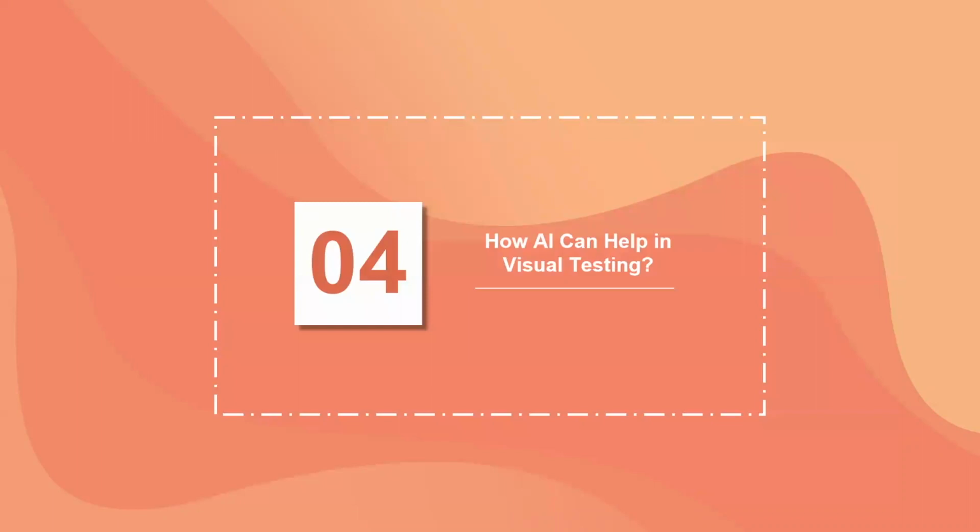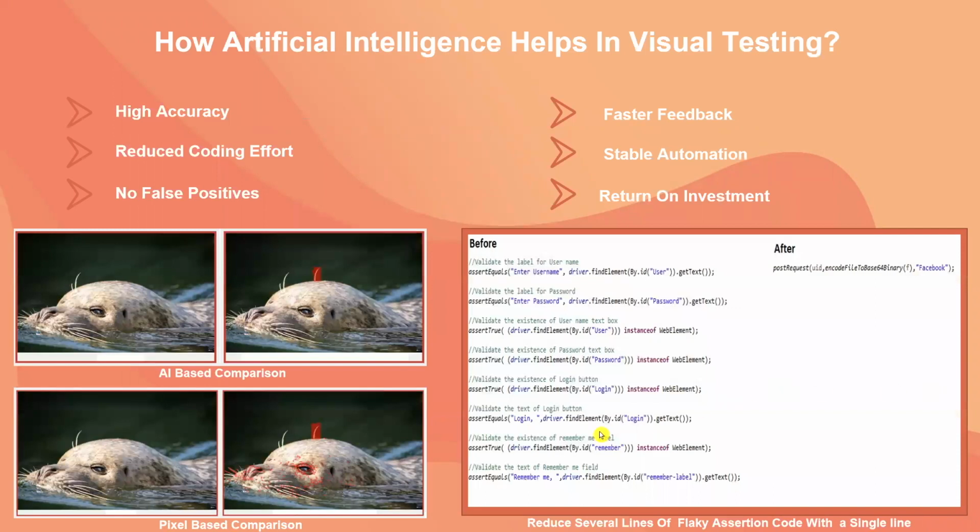slide. How AI can help in visual testing. We keep saying AI, but where does AI actually come into the picture? These are some of the use cases of how AI can help us. First of all, it gives you highly accurate results, much beyond the capability of a human eye. The human eye cannot go that deep into the details of finding differences. Even if it can, it will take you a lot of time, which AI can speed up for you, and it also reduces coding effort.